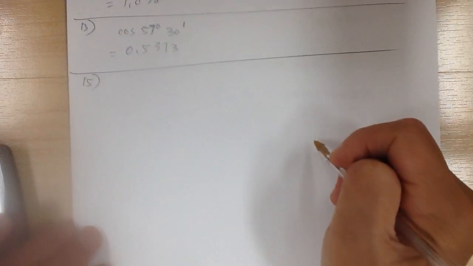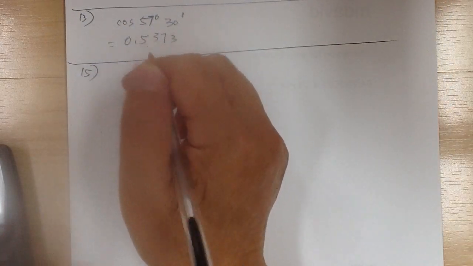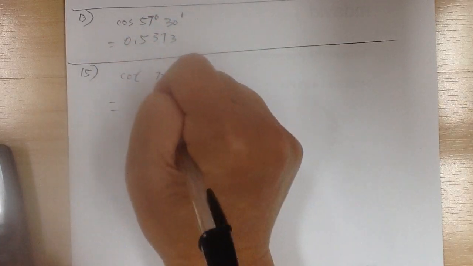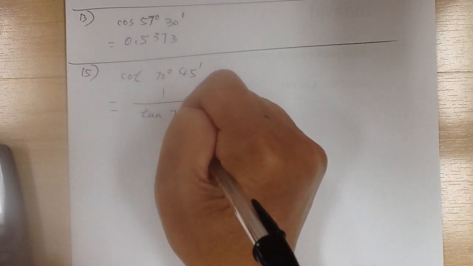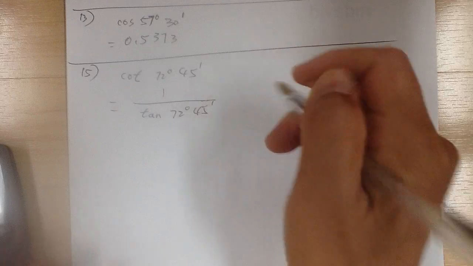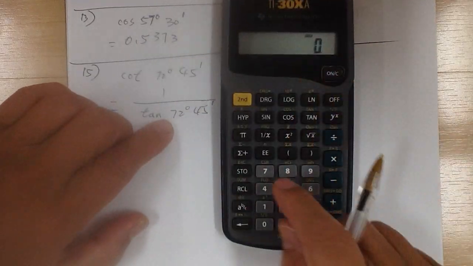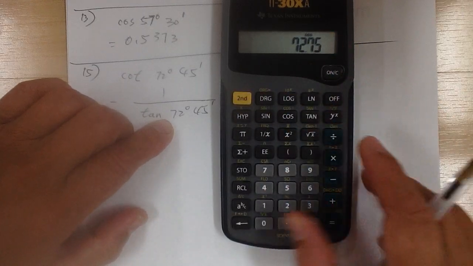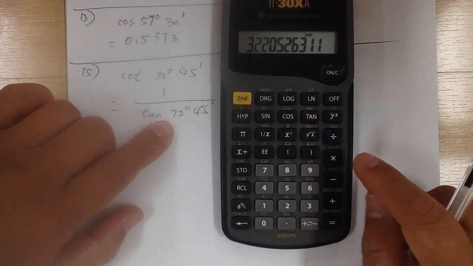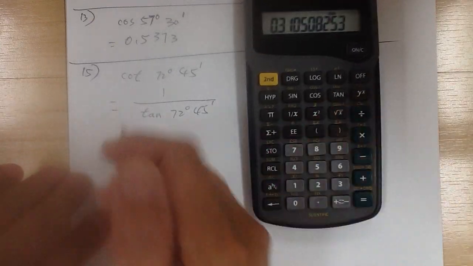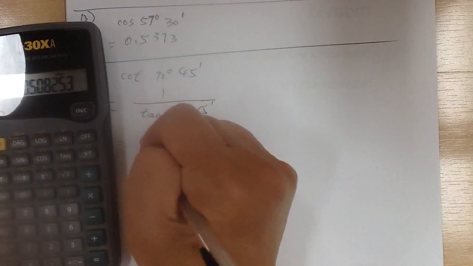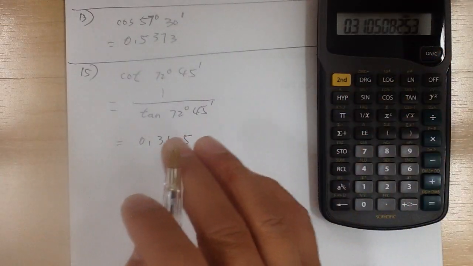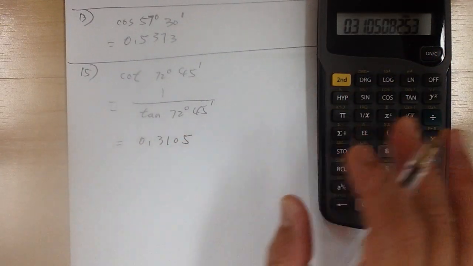Okay, 15. Cotangent of 72 degrees and 45 minutes. So you first have to convert into the tangent function. Okay, so on the calculator I need to enter 72.45 and convert into decimal degrees. Okay, and then take the tangent, then I have to flip it over. Okay. So this is 0.3105. Okay, 17.